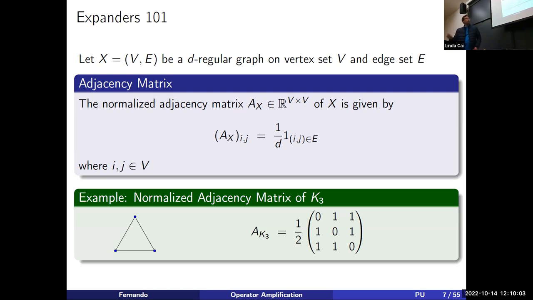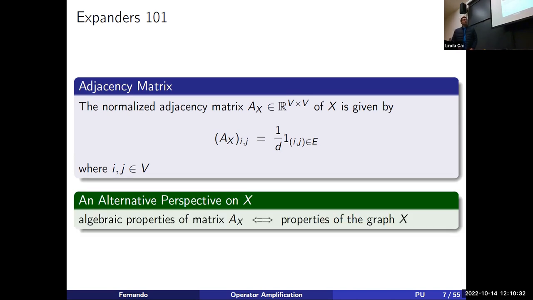Before we say why it's useful, let's give a very simple example, the triangle. In the triangle, each vertex is connected to the two other vertices in the graph. There are no self-loops, so the diagonal entries are zero, but all the other entries are one. And the degree here is two, so we have this 1/2 times that. So this is the normalized adjacency matrix of a triangle. And if at any point something is not clear in terms of notation and so on, please let me know.